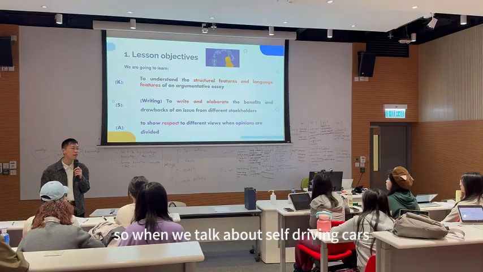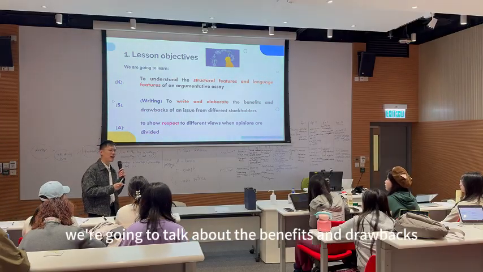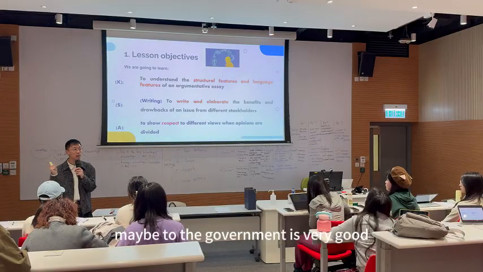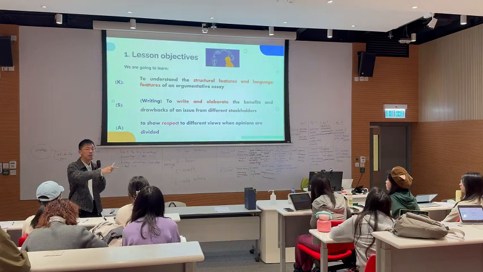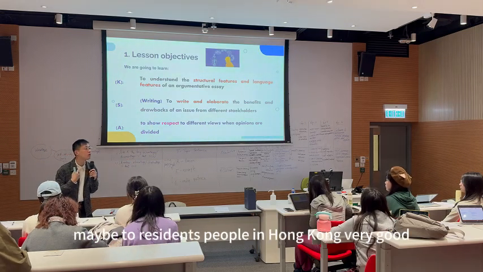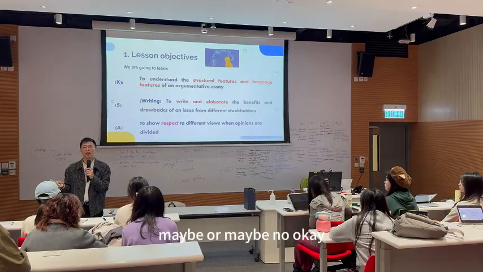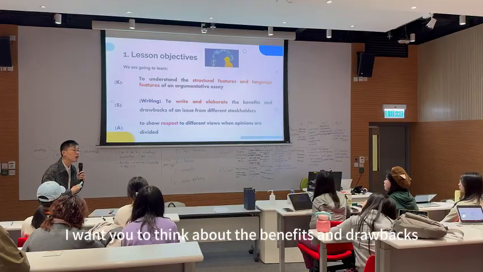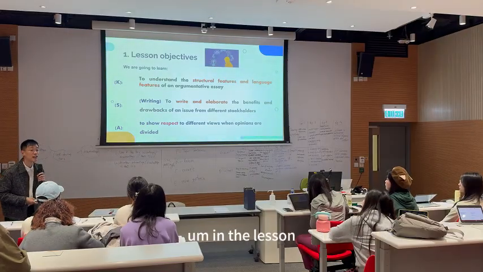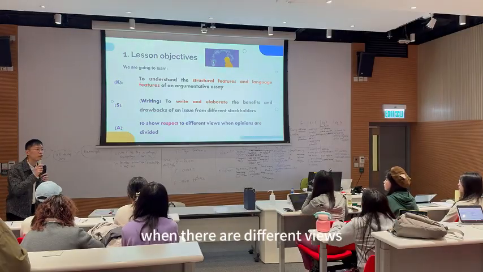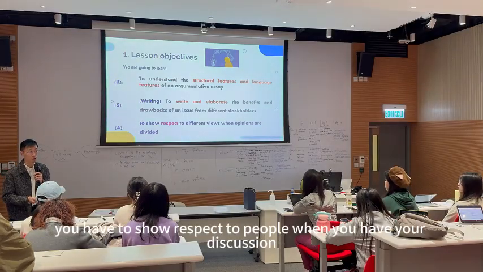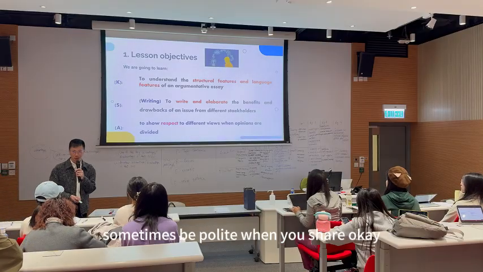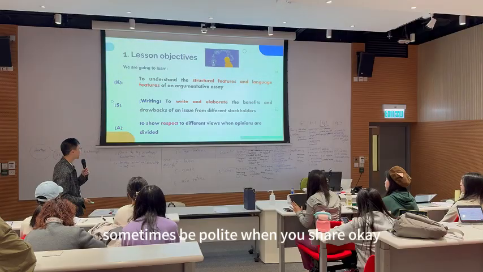So when we talk about self-driving cars, we're going to talk about the benefits and drawbacks from the perspective of different people. Maybe to the government it's very good. Maybe to residents, people in Hong Kong, very good, maybe. Or maybe no. What about the taxi drivers? I don't know. I want you to think about the benefits and drawbacks in the lesson. And of course, when there are different views, you have to show respect to people when you have your discussion, because opinions can be very divided sometimes. Be polite when you share.